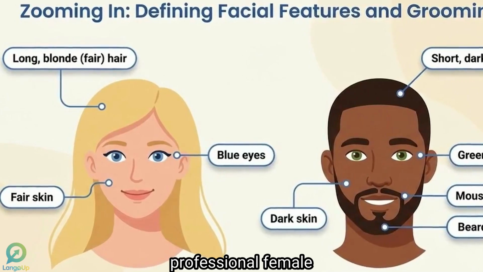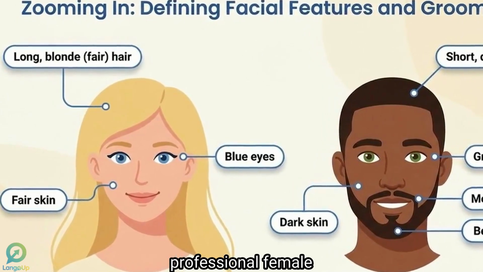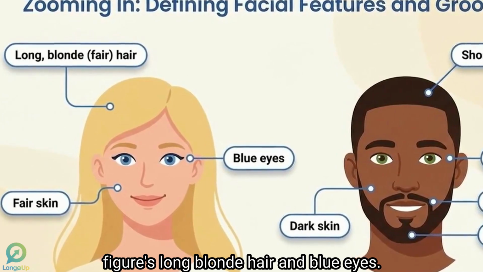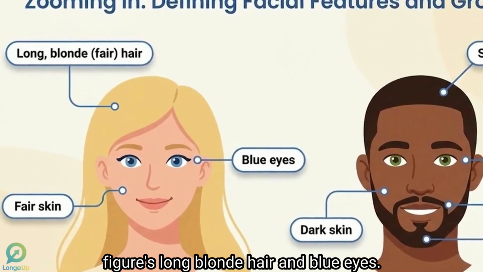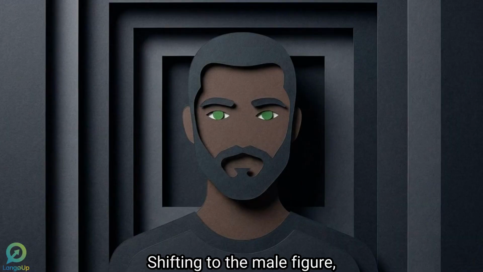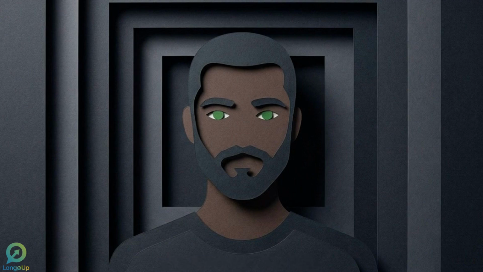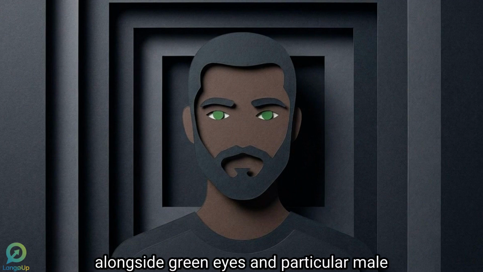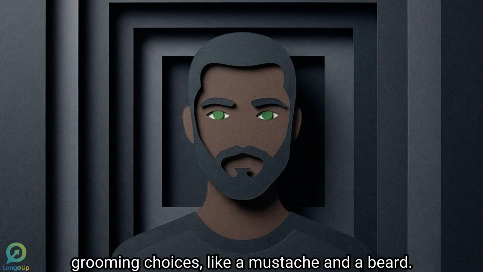This diagram labels specific feature variations, highlighting the female figure's long blonde or fair hair and blue eyes. Shifting to the male figure, we see vocabulary for skin tone, specifically dark skin, alongside green eyes and particular male grooming choices like a mustache and a beard.